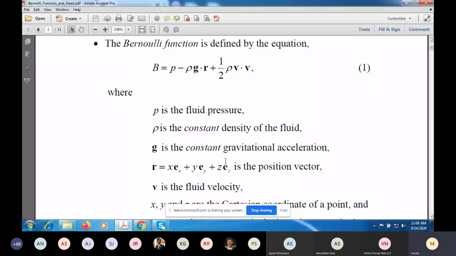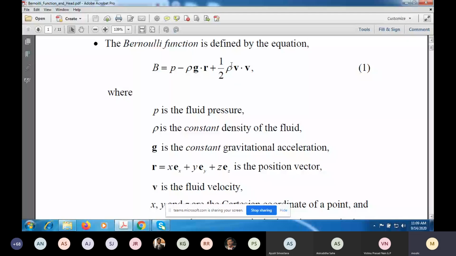Now the third term here in equation 1, half rho V dot V, where V is the fluid velocity, represents the kinetic energy per unit volume. V dot V will be the magnitude of V whole square. Now you know that half m v square is kinetic energy, and rho, the density, is mass per unit volume. So the units of this term is energy per unit volume, which will be joules per meter cube. So this last term is the kinetic energy of the fluid per unit volume.